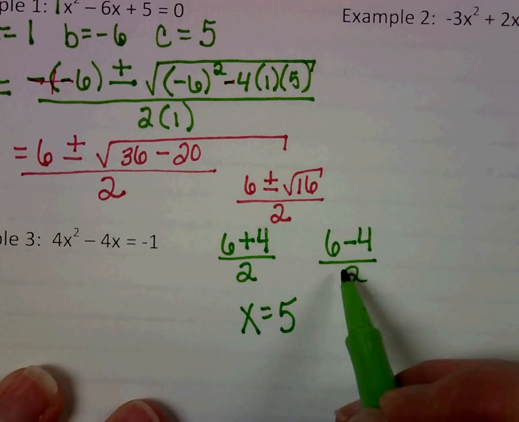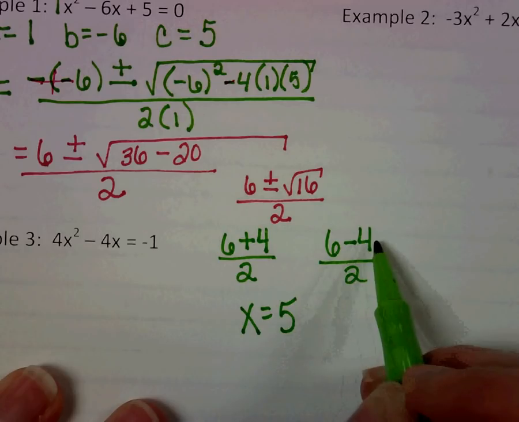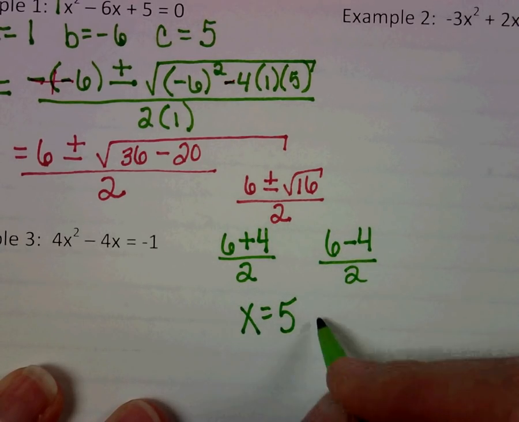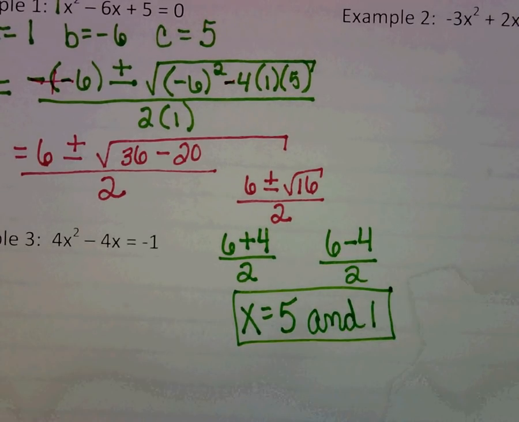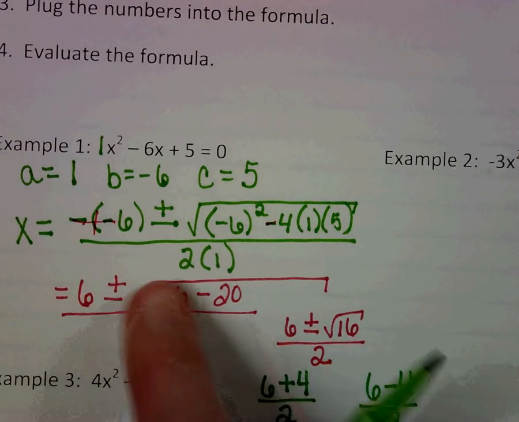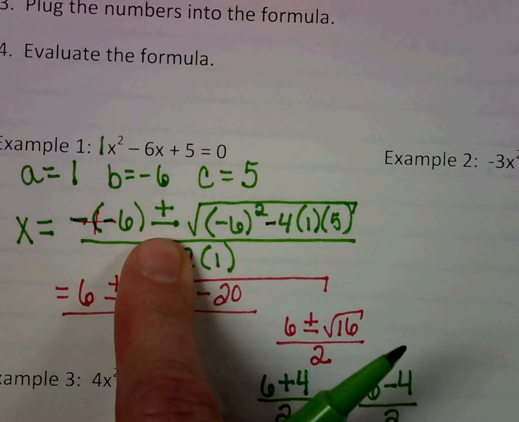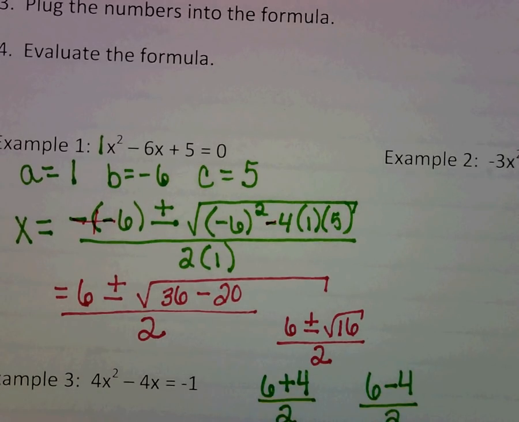Okay, now we're going to calculate the other one. 6 minus 4 is 2. 2 divided by 2 is 1. So our solutions are 5 and 1. I want to point out that if you're trying to use your calculator, you can't put plus or minus in the calculator. That isn't going to work. You're going to have to calculate each one separately.